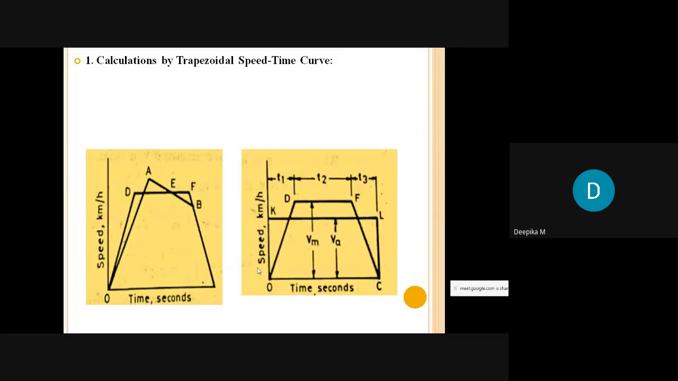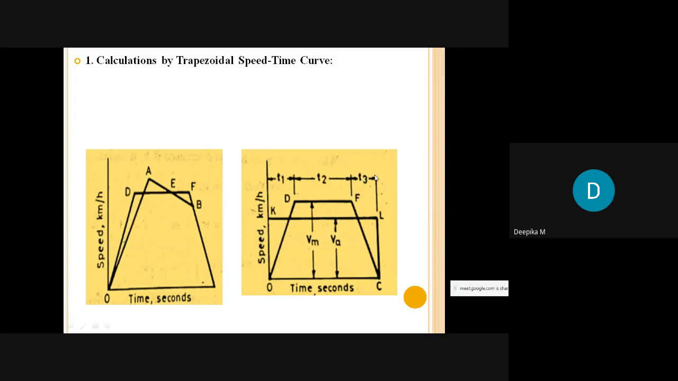For the derivation, I am going to consider only the trapezoidal curve, that is the simplified form of the curve. You can see here ODFC is the trapezoidal curve, which is the speed time curve for the mainline service of the train system. On the y-axis we have marked the speed, and on the x-axis we have marked the time. Therefore this is the speed time curve. OD is the acceleration period, which is called the time T1, DF is the free running period, which is T2, and FC is the braking period, which is called T3.